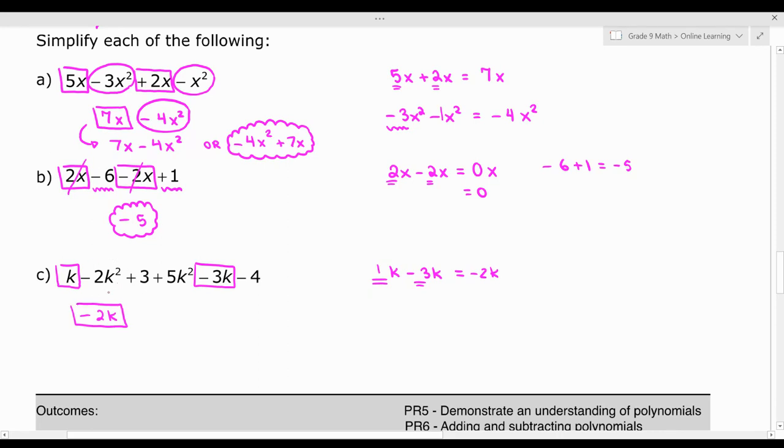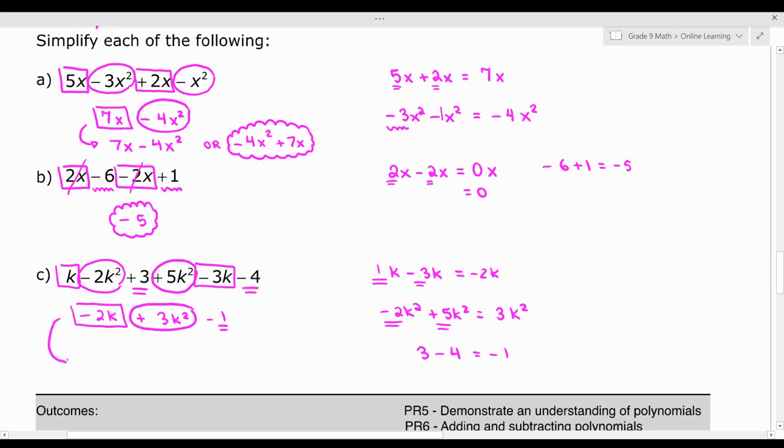Then I have k squared. So minus 2k squared plus 5k squared. The k squared has to stay. So then worry about the coefficients. So minus 2 plus 5 is going to give you 3k squareds. So plus 3k squared. And then plus 3 minus 4. So 3 minus 4 will give you negative 1. So I have a negative 1 here.